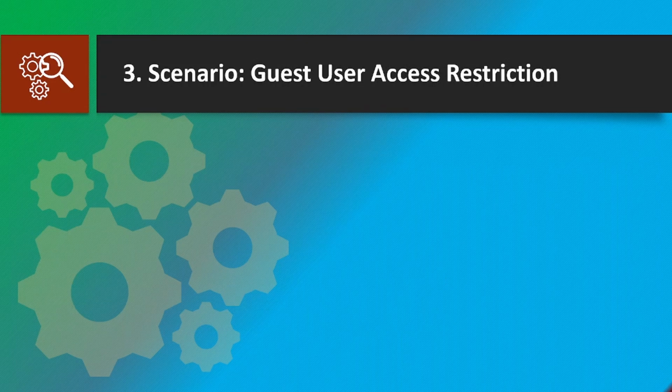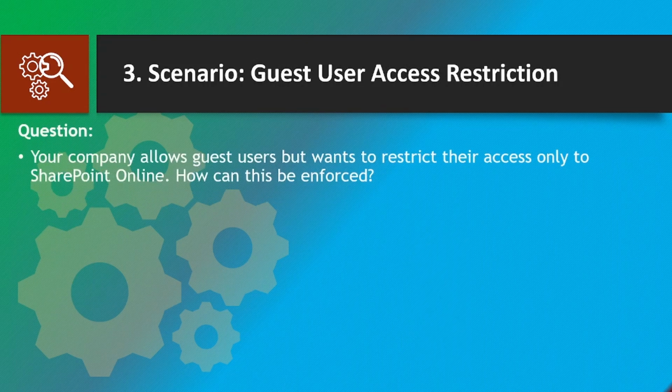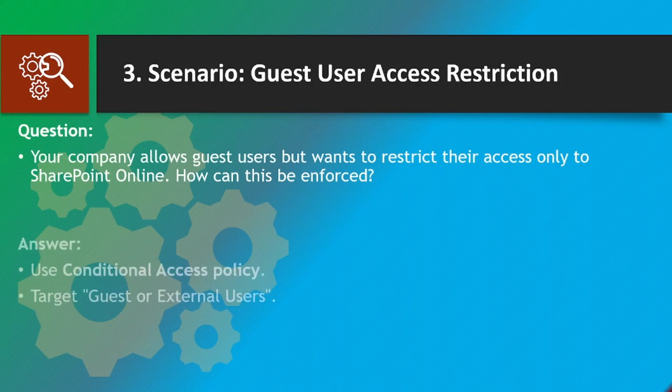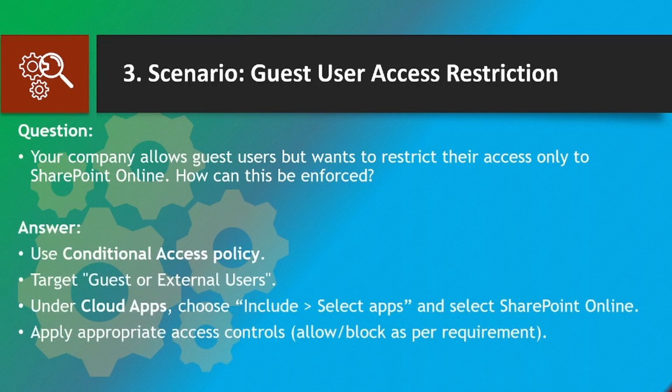Moving on. Third scenario, guest user access restriction. Question: your company allows guest users but wants to restrict their access only to SharePoint Online. How can this be enforced? Answer: use conditional access policy. Target guest or external users. Under cloud apps, choose include, select apps, and select SharePoint Online. Apply appropriate access controls. Allow or block as per requirement.